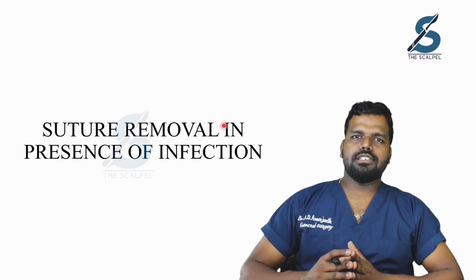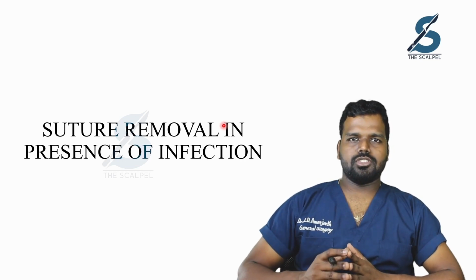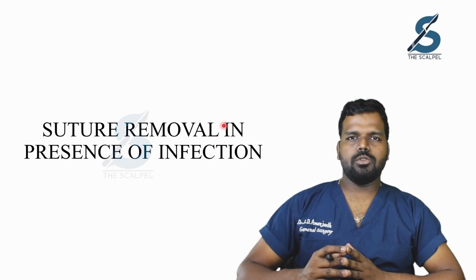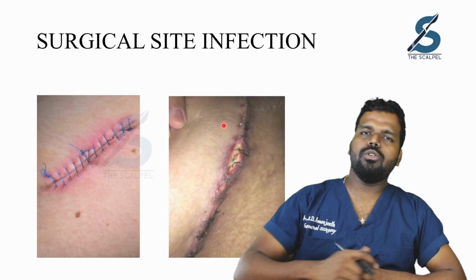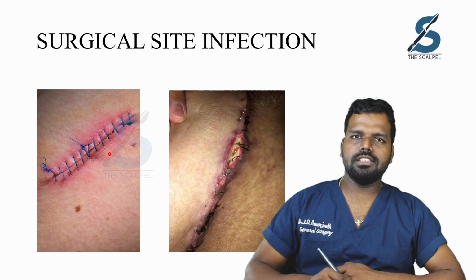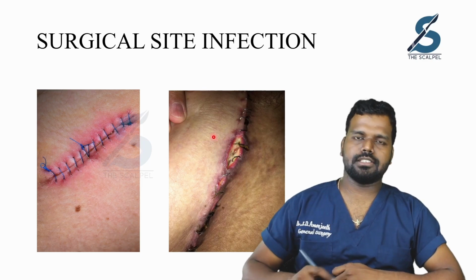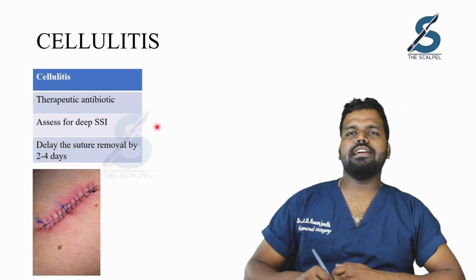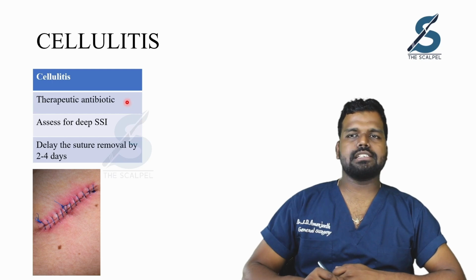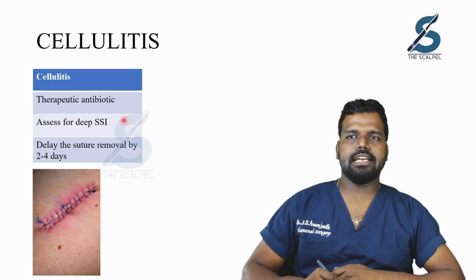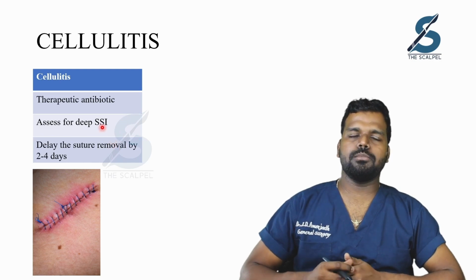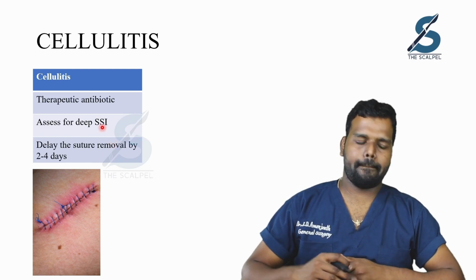So as we have discussed suture removal in the absence of infection, now we'll discuss suture removal in the presence of an infection. This also can vary from simple cellulitis to a deep-seated abscess. So if there is simple cellulitis, then you can start the patient on therapeutic antibiotic. Always assess for deep-seated SSI and delay the suture removal by 2 to 4 days.